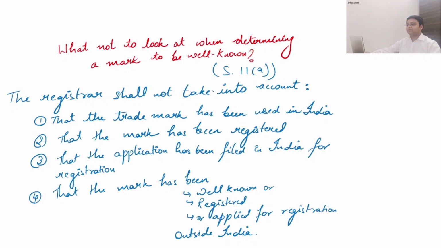That the application has been filed in India for registration. If you have not filed an application in India for registration of a mark, it's not necessary that you cannot apply for a well-known mark. Then that the mark has been well known or registered or applied for registration outside India. So it is also not necessary that you have to apply outside India to be recognized as a well-known mark here in India. So all these four conditions can be omitted and they should not be looked at by the registrar.